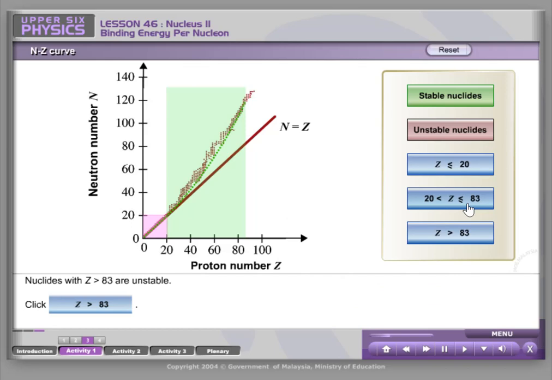Nuclides with Z greater than 83 are unstable. Click the Z > 83 button.